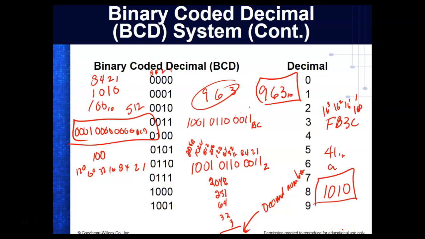The answer to the question about 100 is 1, 1, 0, 0, 1, 0, 0, which is 64 plus 32 plus 4. That would be decimal to binary. That's exactly right.